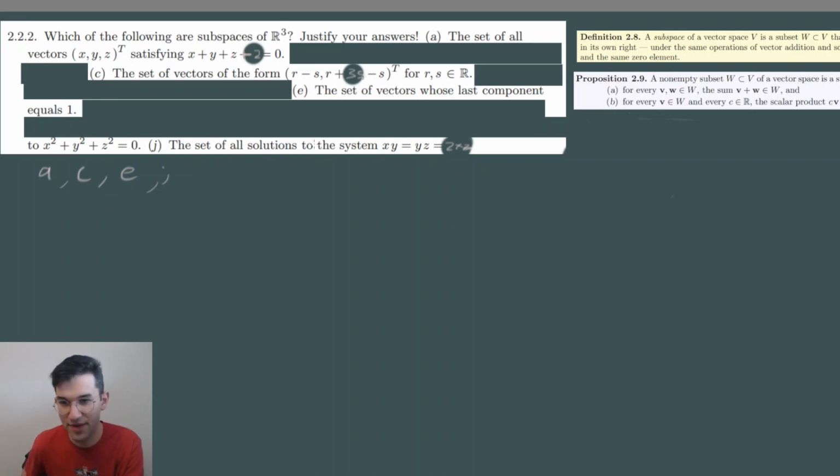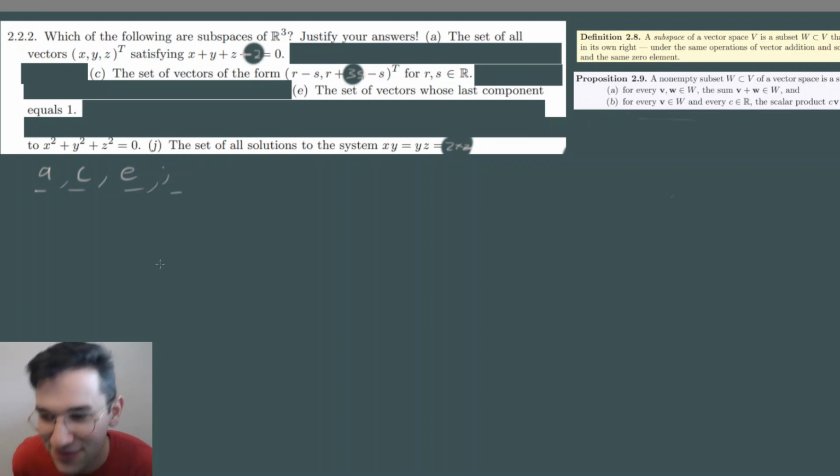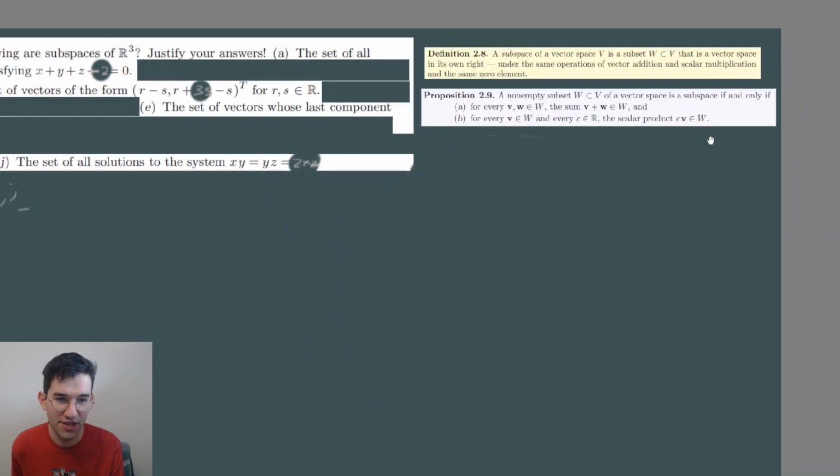Alright, we got some things chopped up, but we're going to be focusing on A, C, E, and J of 2.2.2. And if I can't do one of them, we're going to stop. So we're going to go till we can't anymore, which is following our subspaces of R3. Justify your answers. Over here we have the definition of what a subspace is.